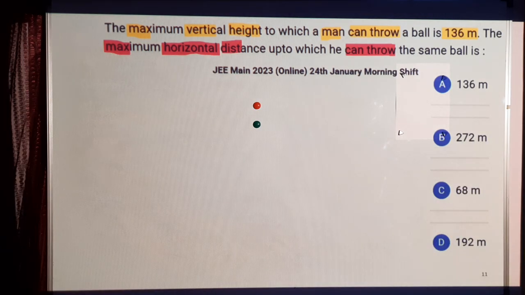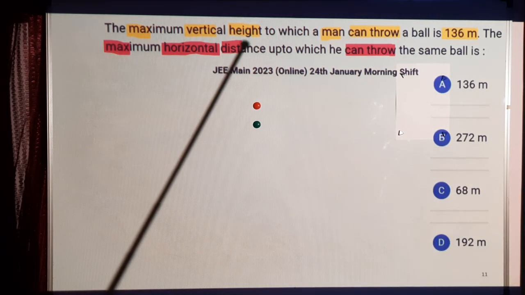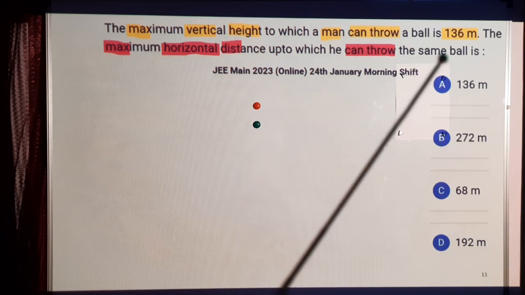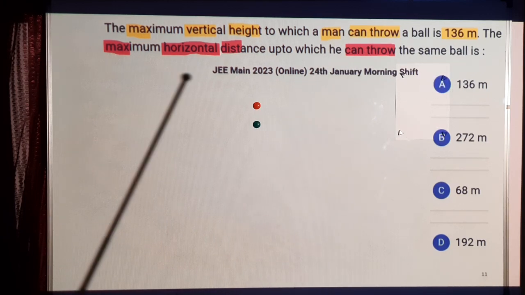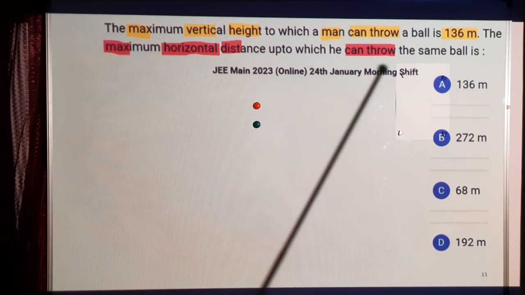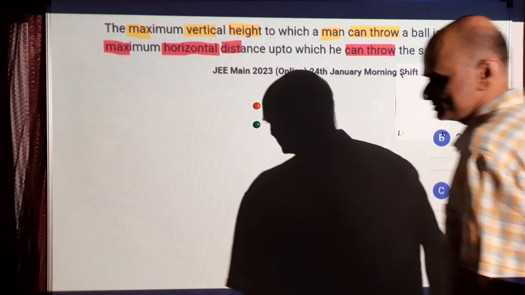This is the next question. The vertical maximum height to which a man can throw a ball is 136 meter. The maximum horizontal distance up to which he can throw the same ball is. You can pause and attempt this question.